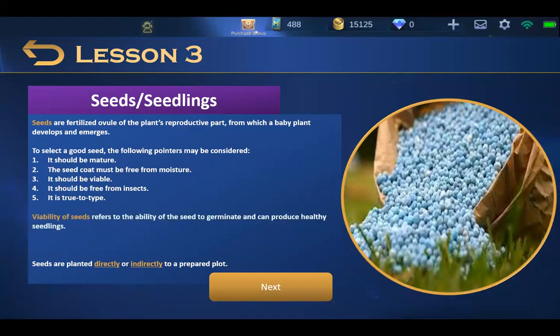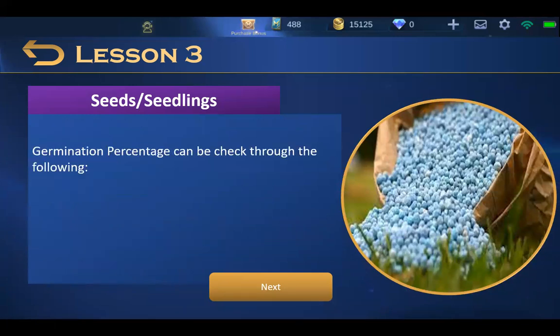Again, when you say viability of seeds, it refers to the ability of the seed to germinate and produce healthy seedlings. Germination is the process by which the embryo of the seed breaks out from its testa, or what we call the seed coat, and starts to develop into a young plant. Seeds are planted in two ways, directly or indirectly, to produce a plant.